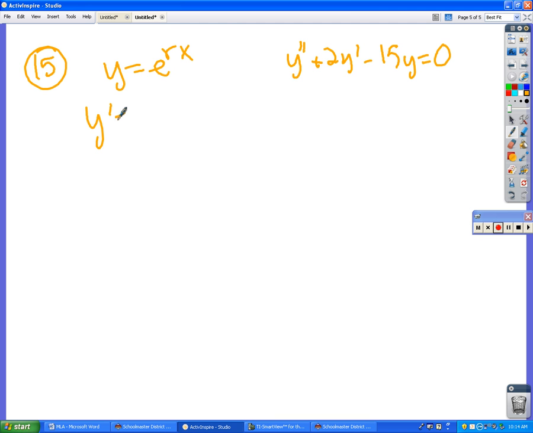So I've got to take double derivatives. Is r a constant? Yes, sir. Nice. So what's y prime? It's r e to the rx. What's y double prime? r squared e to the rx. So that gives us a little equation.